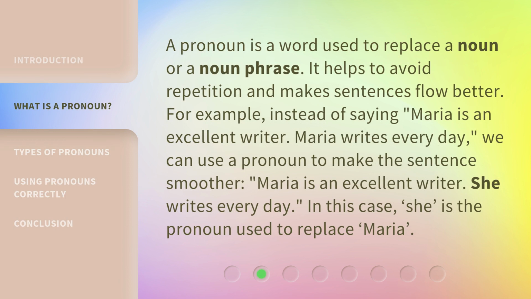A pronoun is a word used to replace a noun or a noun phrase. It helps to avoid repetition and make sentences flow better. For example, instead of saying, "Maria is an excellent writer," "Maria writes every day," we can use a pronoun to make the sentence smoother. Maria is an excellent writer. She writes every day. In this case, she is the pronoun used to replace Maria.